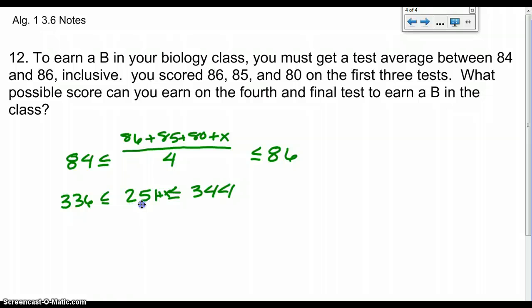Then if you subtract 251 from both sides, we get 85 is less than or equal to x, which is less than or equal to 93. So our test scores will have to be between 85 and 93.